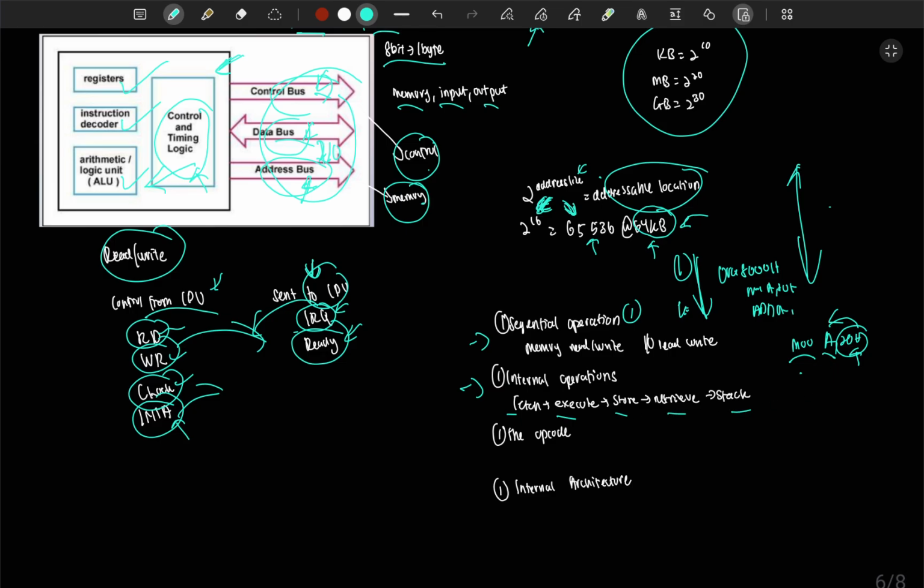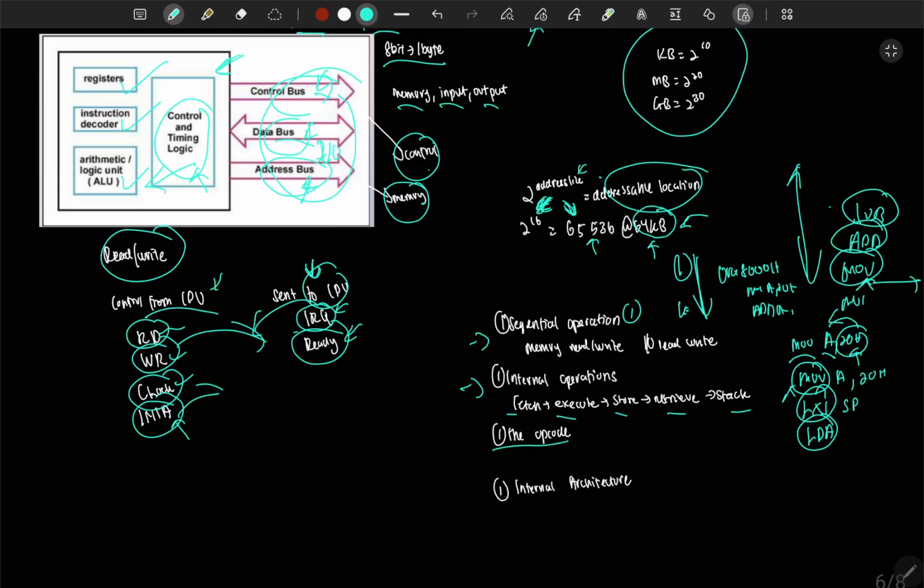The opcode means, for example, in assembly language as well, we have MOV A 20H, maybe we have load stack pointer, maybe we have load accumulator. The first word, which is the command given, is the opcode, the operational code. Maybe I say MVI, move immediate, MOV, move, ADD, SUB. So everything is declared by the first word in the line, which is the operational code. So that's what the opcode means.